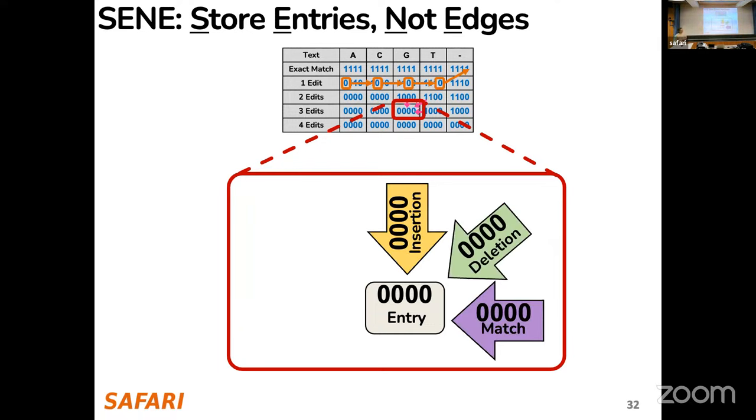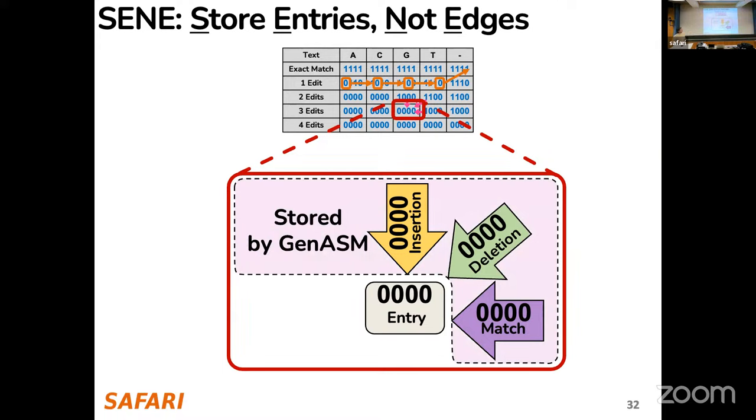But what original Genasm computes, and what Scrooge also has to compute, is the arrows that go into each of these entries. Basically, you compute the new entry from three ingoing arrows. For traceback, you need to traverse these arrows in reverse. And one natural first step was that Genasm just stored the arrows, so you can traverse them in the opposite direction. It turns out it's sufficient to just store the entry over there.